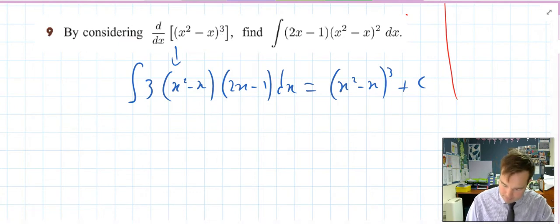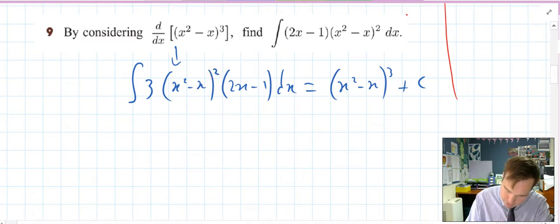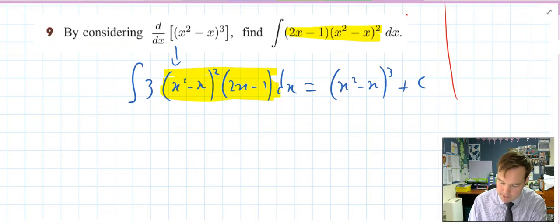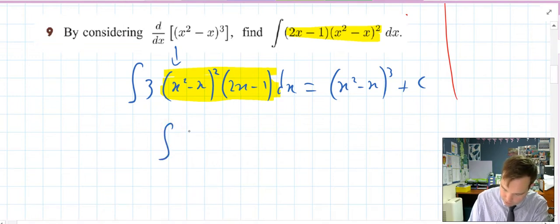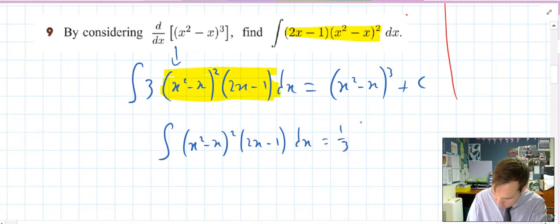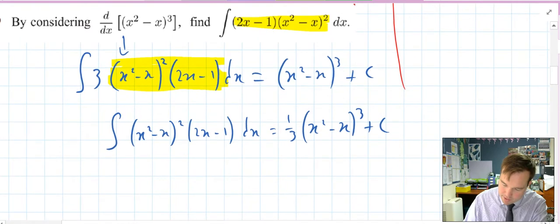Alright, now we can see that this is actually pretty close to this. The only issue is that 3 that's popped out. So that 3 we can divide away to the other side and write this as the integral of x squared take x to the 2, times 2x take 1 dx, is going to equal a third x squared take x to the 3 plus c. Alright, so to integrate this, that's what we get.